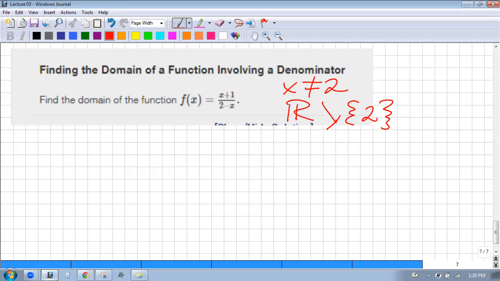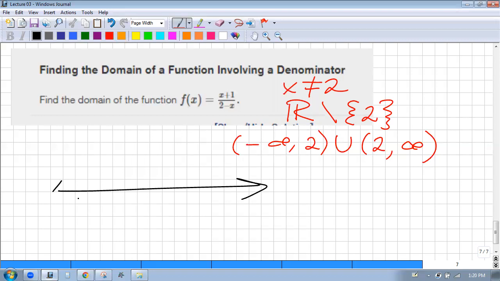But there's no funky R symbol in WebWorK either. So you'd write everything from negative infinity up to 2, not including 2, and everything from 2, not including 2, up to infinity. So that's how you would write it with interval notation, right? If we're going to do it with the diagram, our little line here, here's the number 2. We would need round brackets in the same spot, okay? It's any real number except for 2.